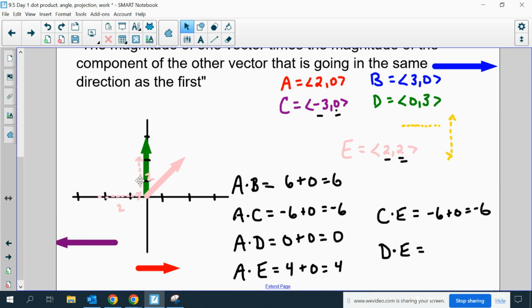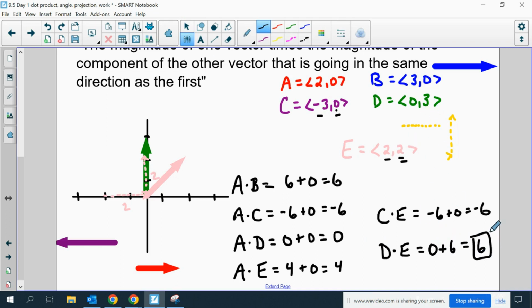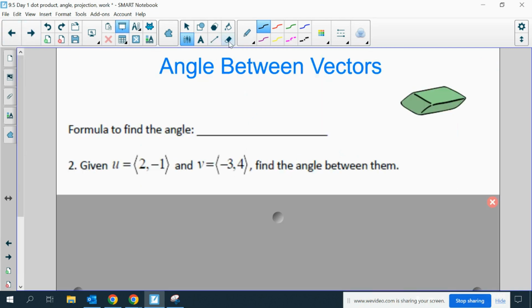And so notice that this pink 2 going up is going in the same direction as the green. So I'm going to have 0 times 2 is 0, plus 3 times 2 is 6, so the components are 6. So that's a bunch of dot product examples, hopefully to make some sense out of it.